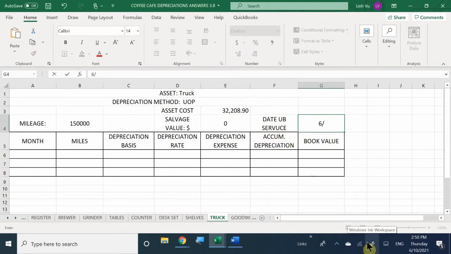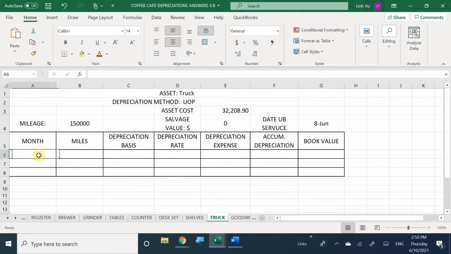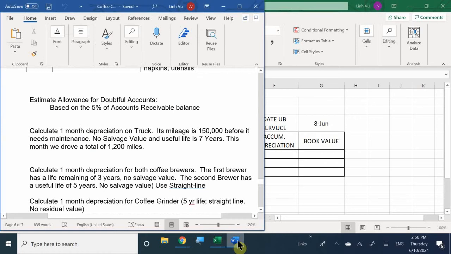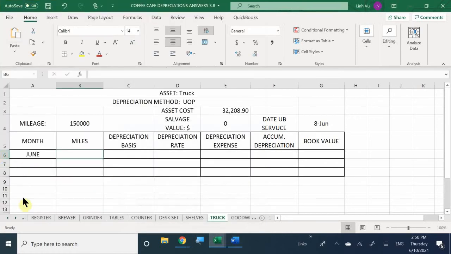Absolutely. Because we placed it into service on June 8th, or in this case, we purchased the asset on June 8th, and we drove it off the parking lot. So the month is going to be for the month of June. Now, how many miles did I say I drove for the month of June? 1,200. We drove a total of 1,200 miles.